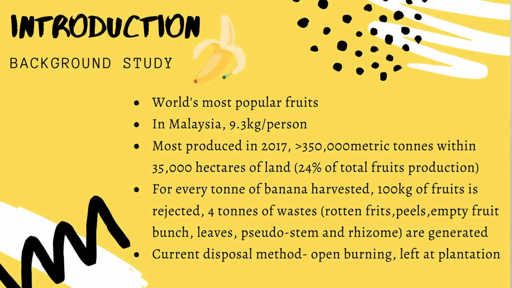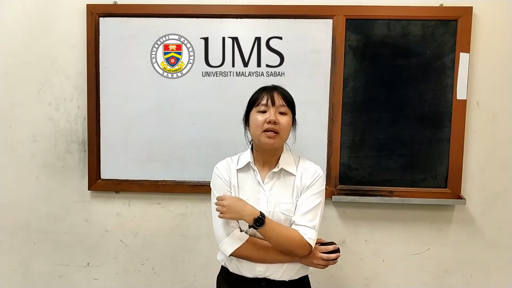Banana is the world's most popular fruit. It accounts for 75% of tropical fruit share, with more than 100 billion eaten per year. In Malaysia, bananas were most produced in 2017, at 350,000 metric tons within 35,000 hectares of land, which accounts for 24% of the total fruit production.